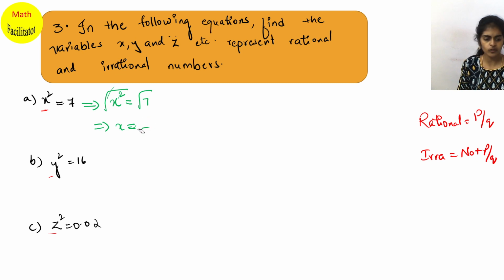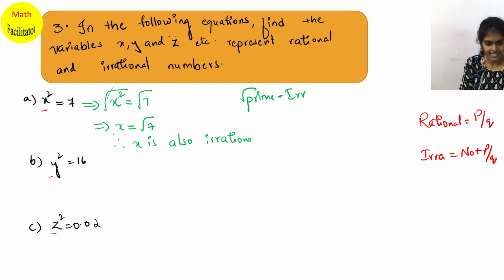Is root 7 a rational number or an irrational number? In the previous class I told you the root of any prime number is always an irrational number. So root 7 is irrational. Therefore x is also irrational. Let us see the next one.